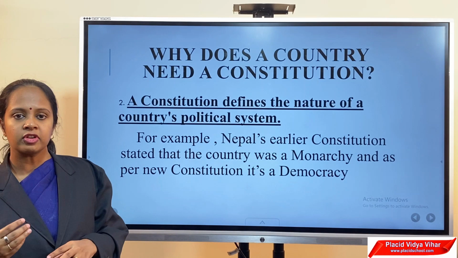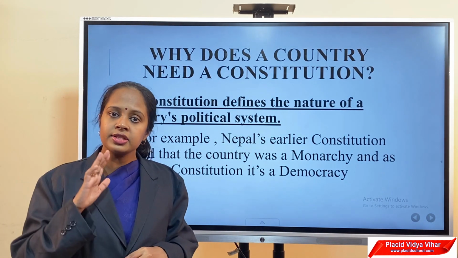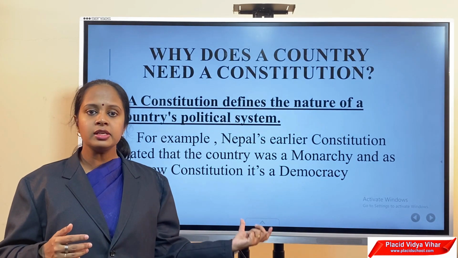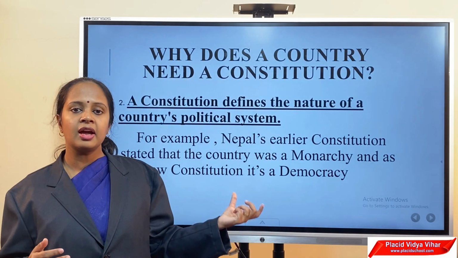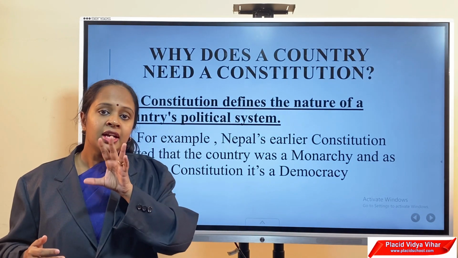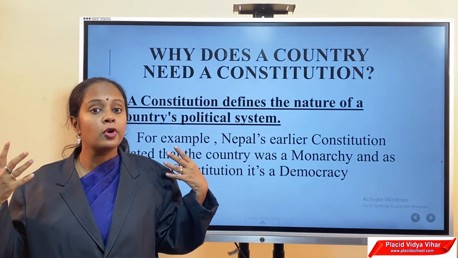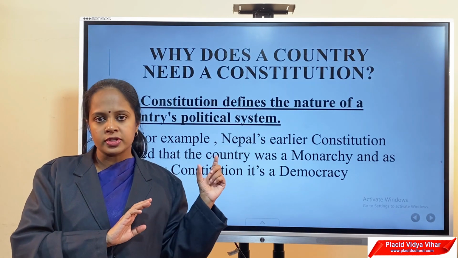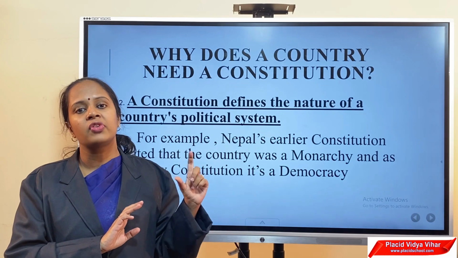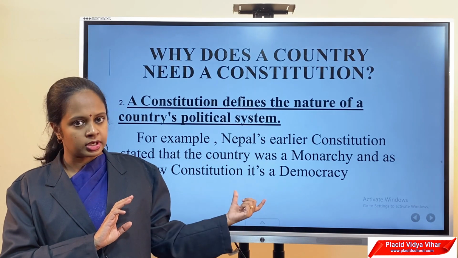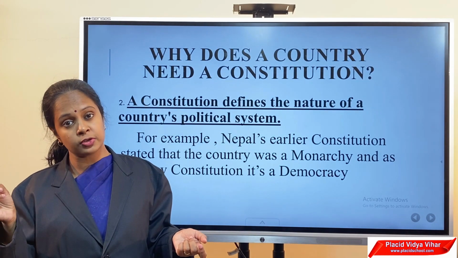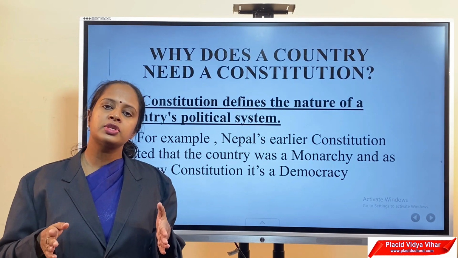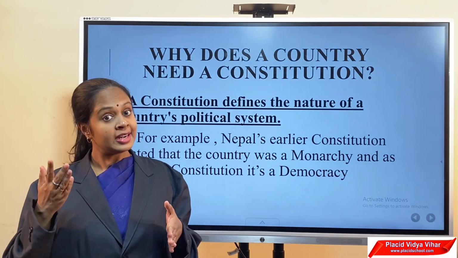That means, in the case of India, India is a democratic country. So our constitution is based on the ideals of democracy. In India, we have government at the central level, we have government at the state level, and we have different political parties. All this is shown in our constitution. In the case of Nepal, their previous constitution was based on the ideals of monarchy, and the present constitution is based on the ideals of democracy.